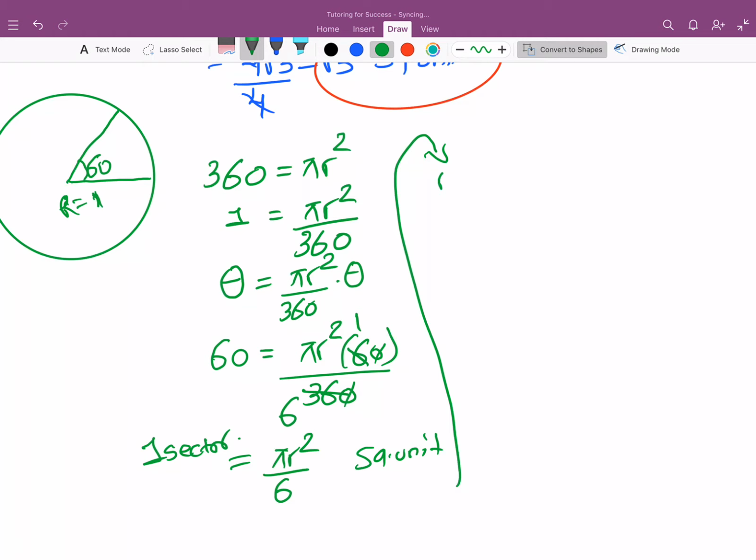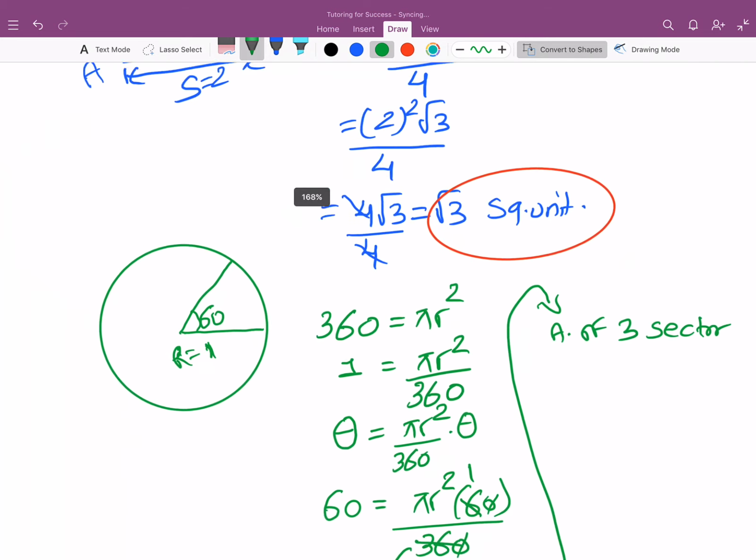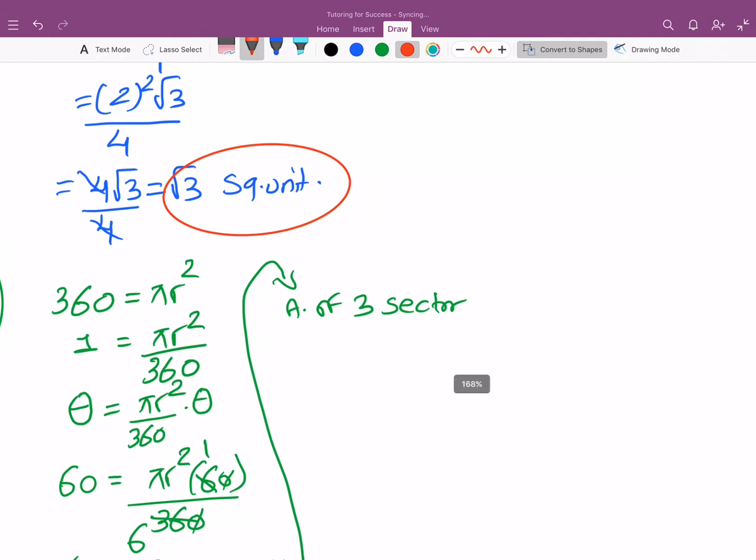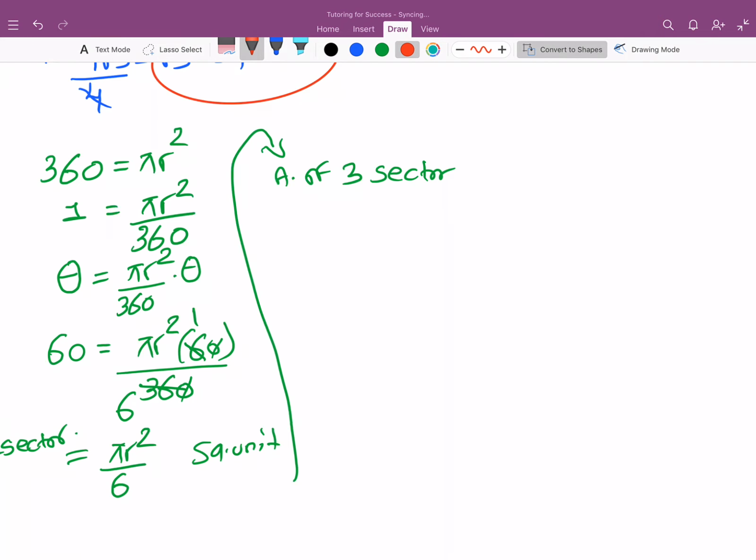I need to find area of 3 sectors, because we have sector 1, sector 2, and sector 3. There are 3 sectors. So nothing fancy. I already have the area of the one sector, and I just need to multiply that by 3, because that's 3 times the single area.